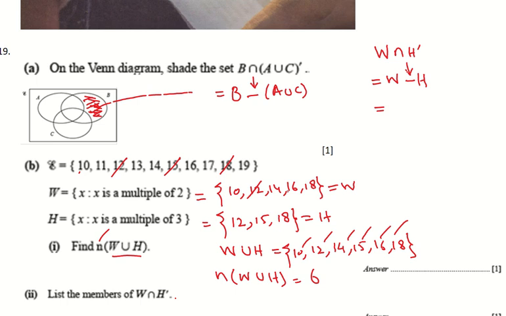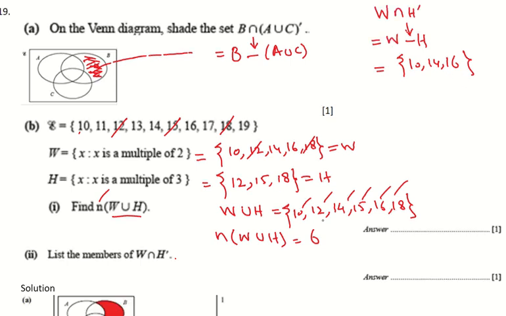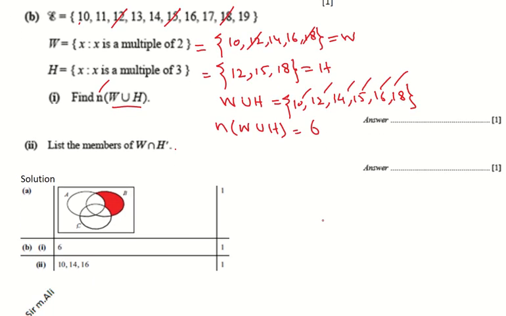12 is the element of H and 18 is also the element of H. So the remaining elements are 10, 14 and 16. These are the remaining elements in W minus H. So W minus H complement is equal to 10, 14 and 16. This is the list of the elements. Now the answers are: first part A, part number B, part 6. So it is 6, and the last one is 10, 14 and 16.